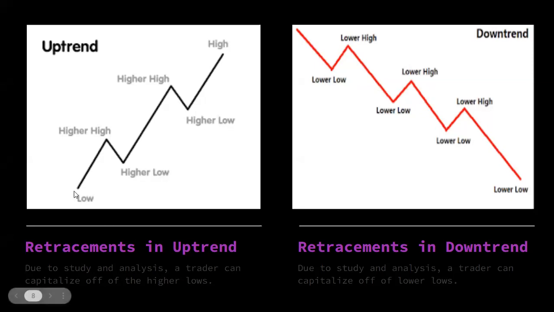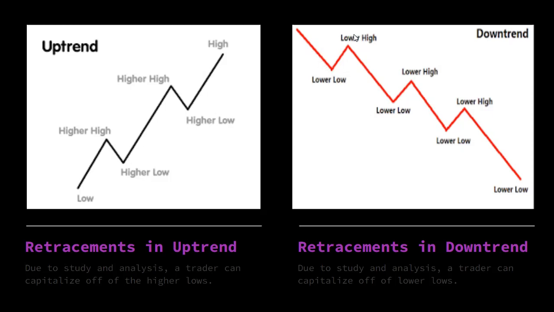So your initial position may be down here, then the market will go up, retrace back. You more than likely anticipated that, right? Or predicted that. And then you were able to place another position and therefore maximize your profits within this uptrend. Okay. And then vice versa for your downtrend.